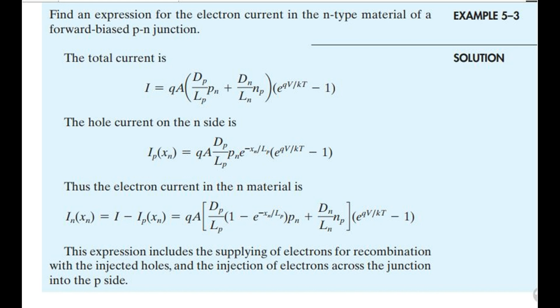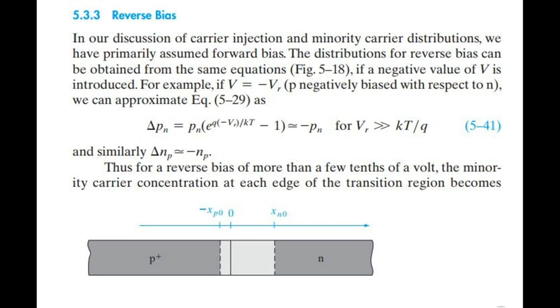Reverse bias. In our discussion of carrier injection and minority carrier distributions, we have primarily assumed forward bias. The distributions for reverse bias can be obtained from the same equations, Fig 5-18, if a negative value of V is introduced. For example, if V equals minus VR, P negatively biased with respect to N, we can approximate EQ 5-29 as... and similarly for n_p.